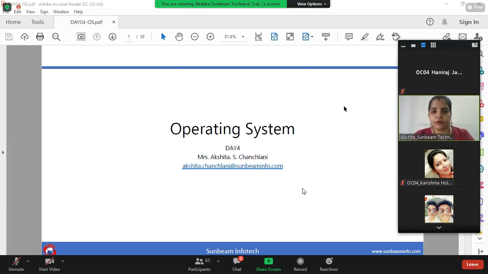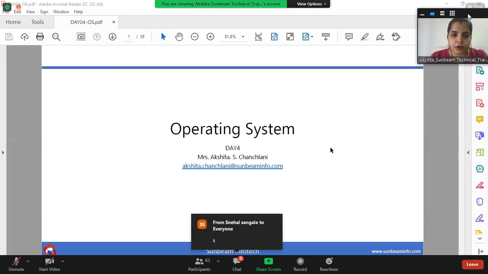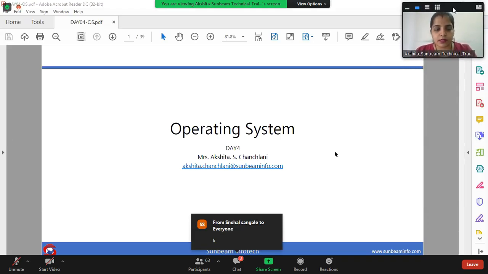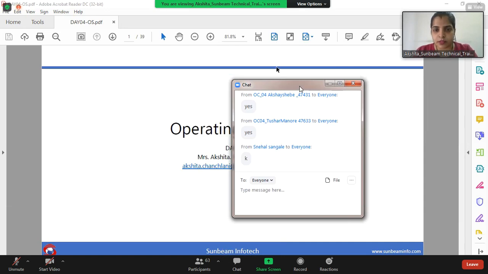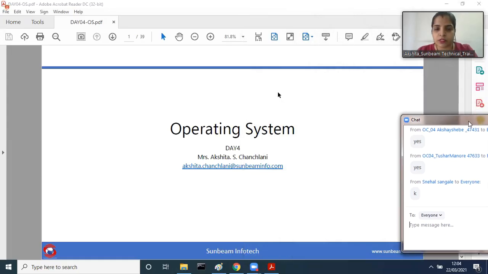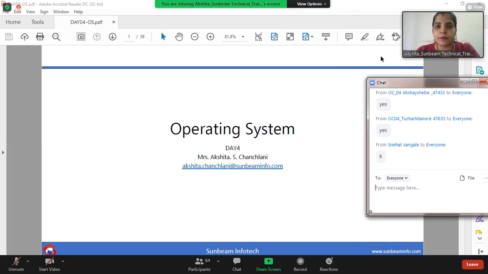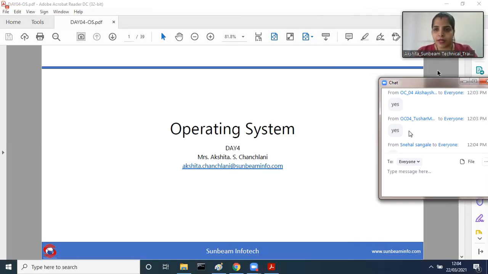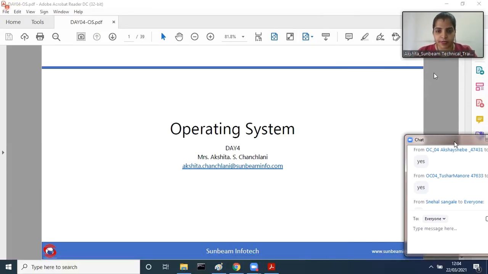Good afternoon, everyone. We will start with OS day 4, which is the last day for your operating system subject. We have started with the introduction of OS, then we have seen process, specifically process management. In process management, we have seen what is process control block, CPU scheduling criteria, different algorithms of CPU, what is PCB. Then we have seen inter-process communication, called IPC. And then we started with the concept of deadlock, and in deadlock, I have explained the necessary conditions for deadlock.